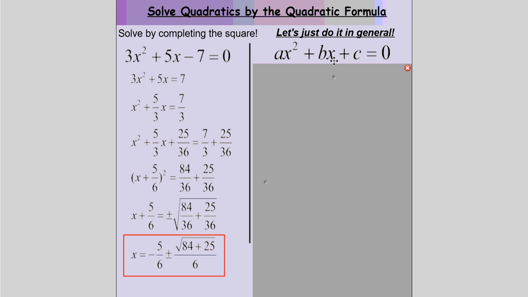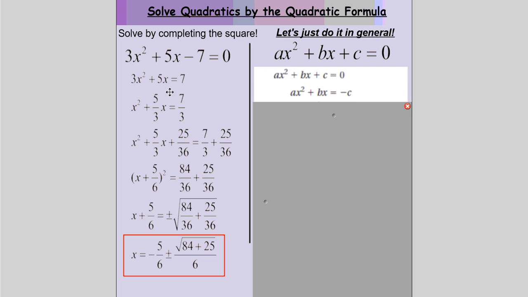So the concept was, let's do it with just variables, and if you do it with just variables, you'll get to a formula that works every time. So you can see, let's just follow the first few steps. Over here, they added 7, so what would I do? I would subtract c in the first step. Then they divided by the 3. In this case, that'd be an a, so they divided everything by a. So divide by a, divide by a.